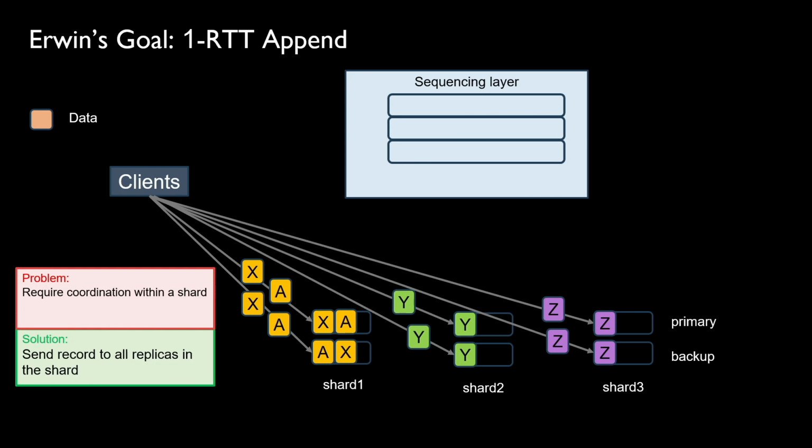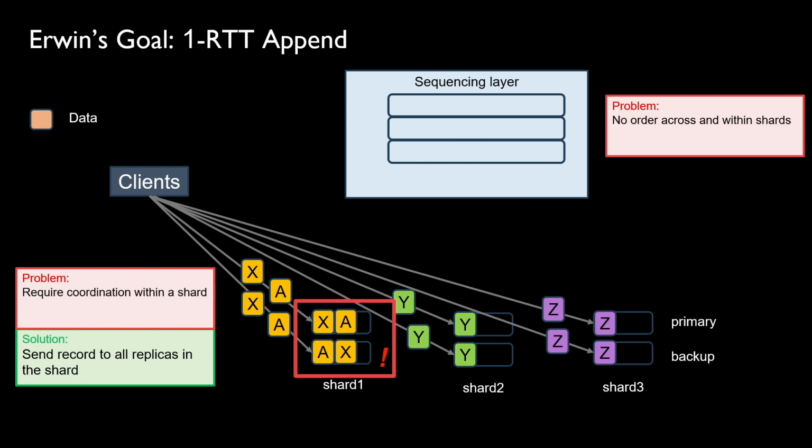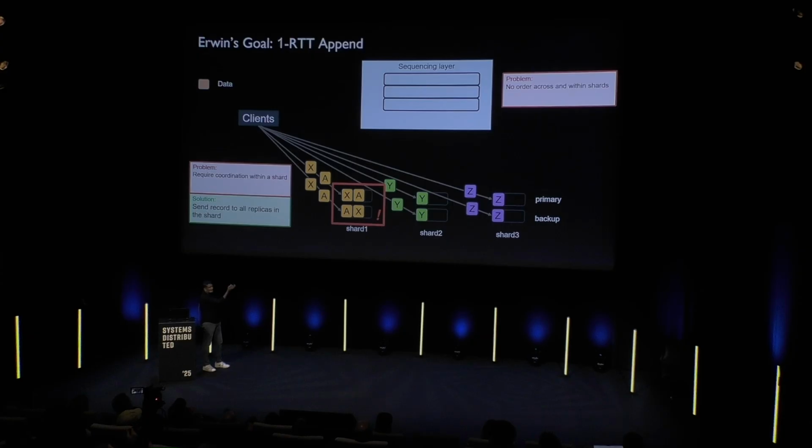But there is a very obvious problem here: there is not only cross-shard ordering, even within a single shard, the replicas don't agree on the order of the messages, right? On the first shard, you can see that the messages are reordered across replicas. So how do you deal with this problem?